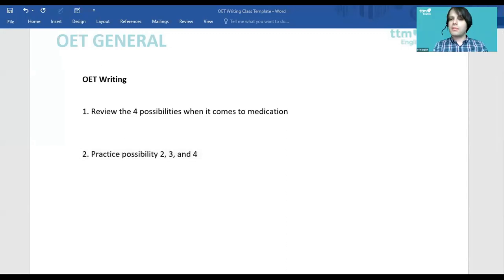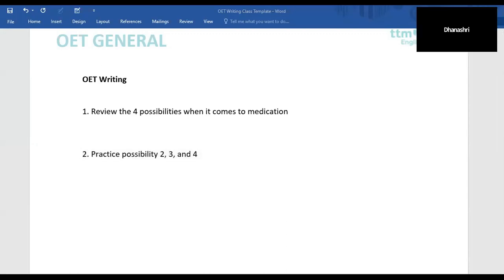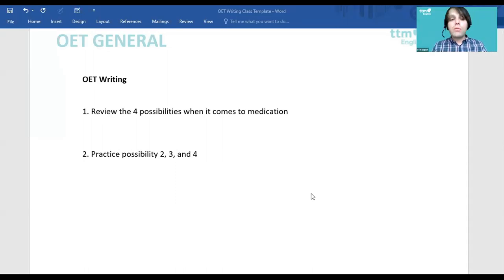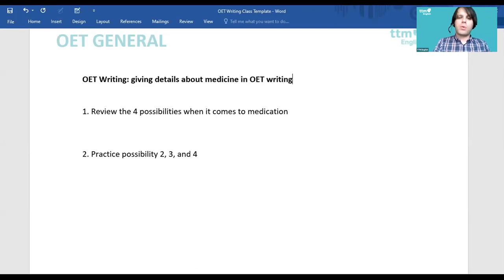So, Dinashree, you just mute yourself. We can hear you. Okay, so we're going to review the four possibilities. If you don't know what that means, I will explain. Then we're going to practice possibilities 2, 3, and 4. This is all about medicine, giving details about medicine in writing, in OET writing. That's what we're focusing on.